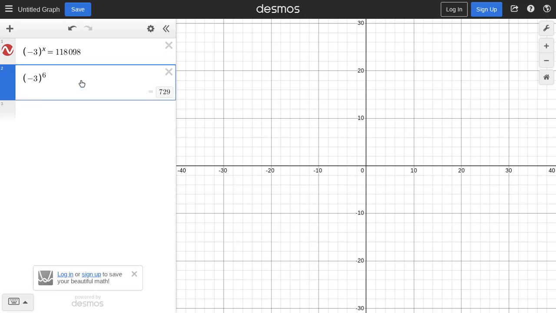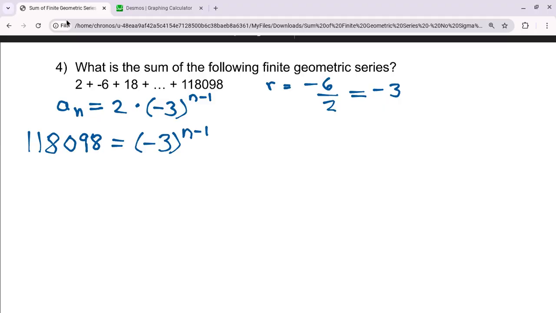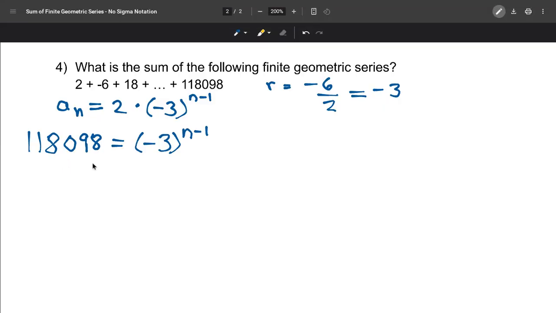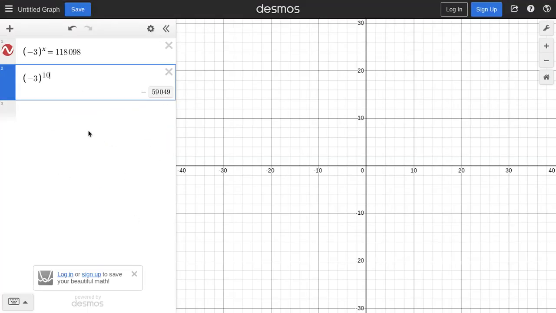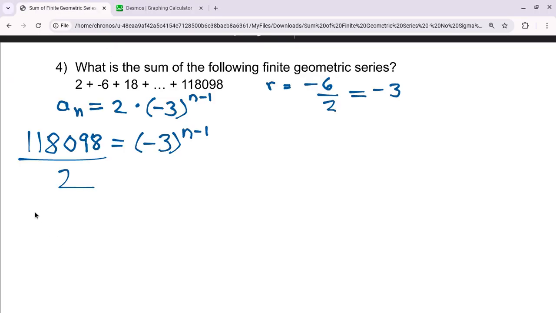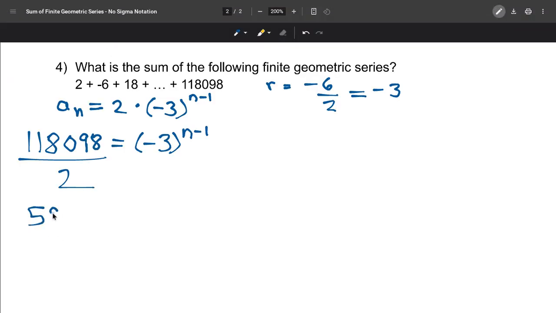Let's go 6. Doesn't work. Let's go 7. Go 8. Okay, let's try 10. Getting closer. How about 11? 11 is a little bit more. What happened there? Well, we forgot to divide. Okay, so I messed up. We have to divide both sides by 2. I just took out the 2 there. So it's actually going to be 59,049. So that's why you need to check your work. I did that on purpose.